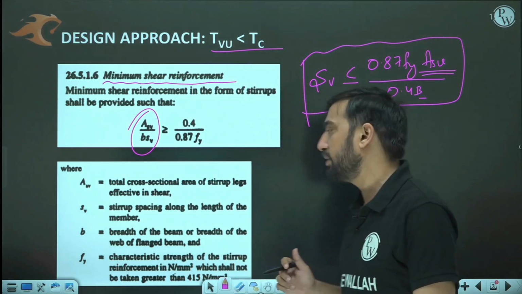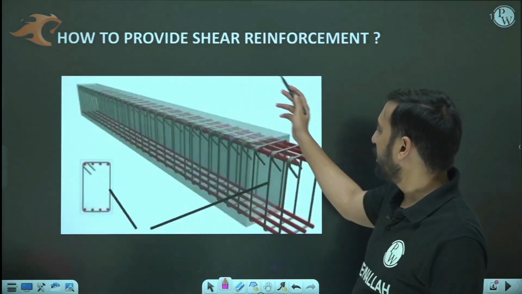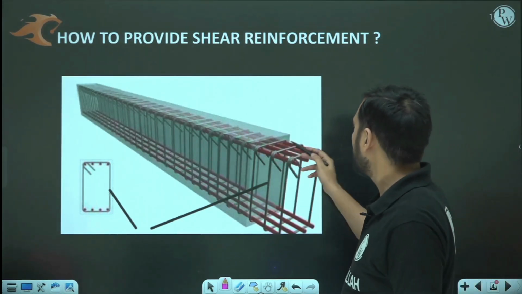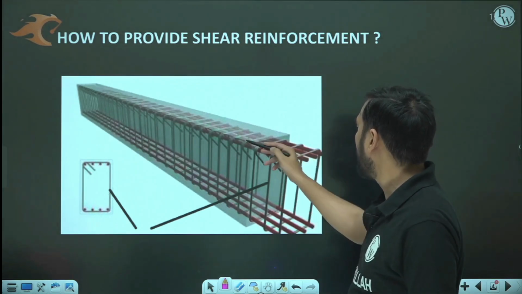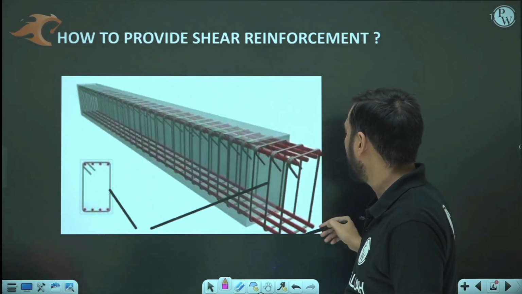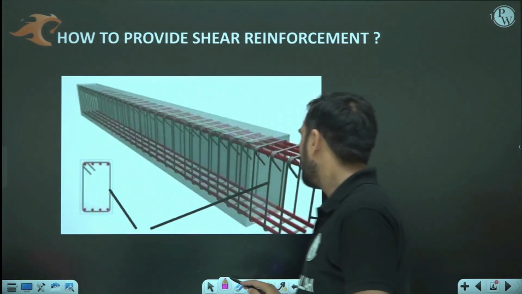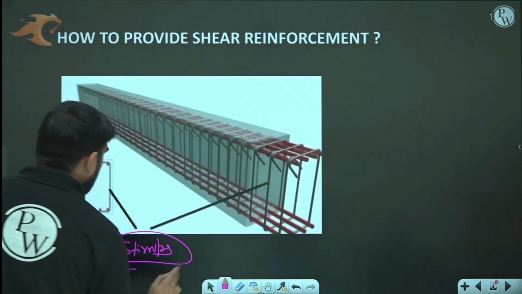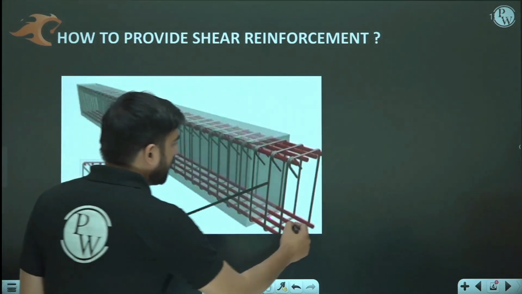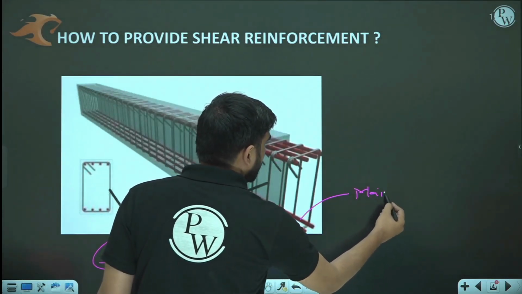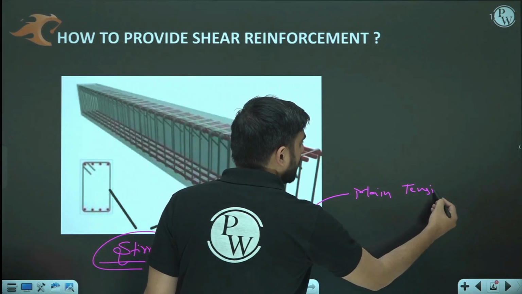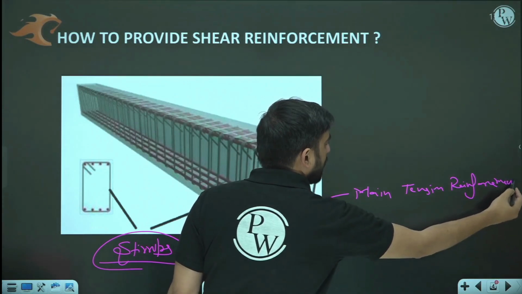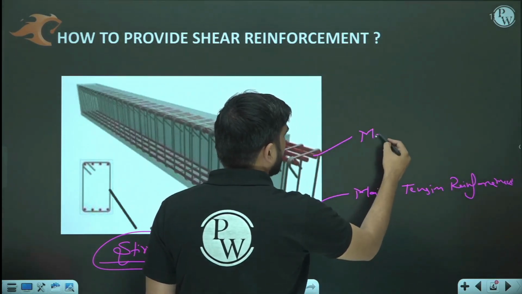Okay, first of all, let me tell you what this ASV is. This photo I have taken from the internet, and you can see that these are the stirrups. This is the main reinforcement on the compressive side. This is the main reinforcement on the tension side. So these are our stirrups, and they are our main reinforcement, the main tension reinforcement, you can say. And they are the main compression reinforcement.